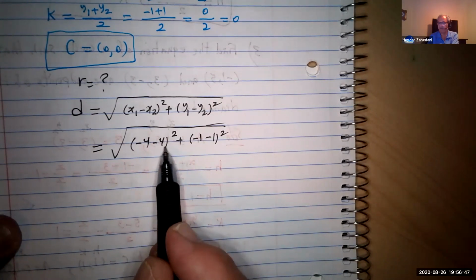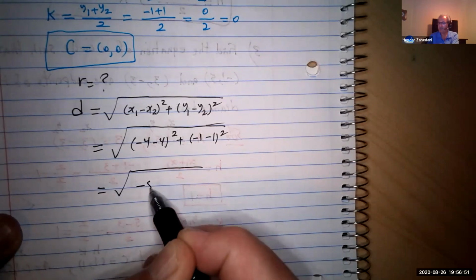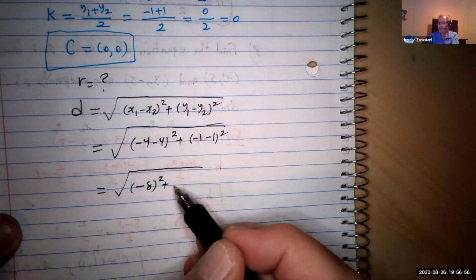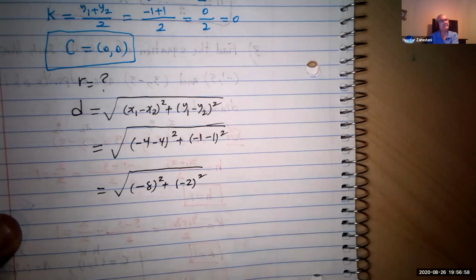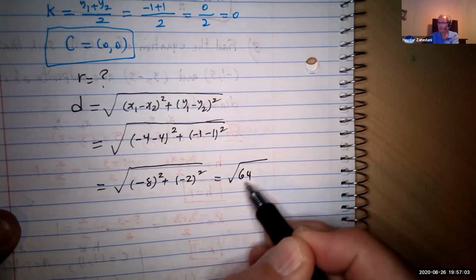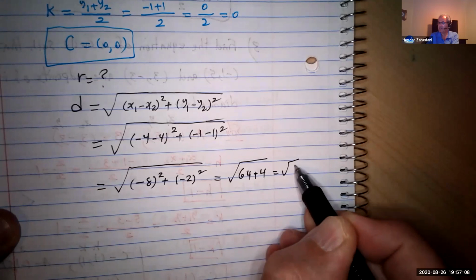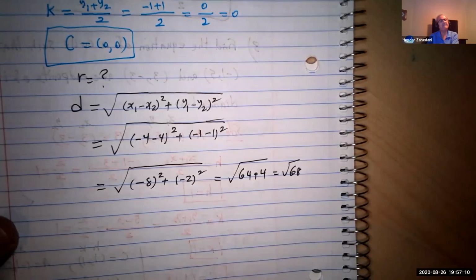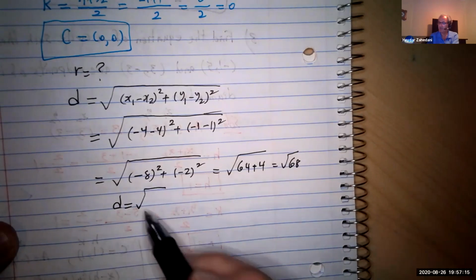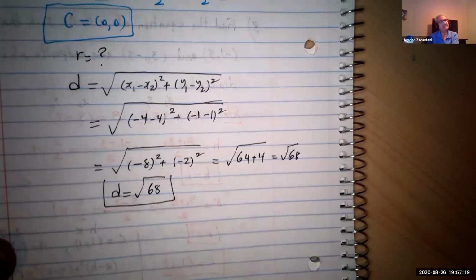Negative 4 and negative 4 would be negative 8. So that would be negative 8 squared, plus negative 2 squared. That gives you 64 and 4, which is 68. So you don't have to simplify it because you are going to get it right away. This is radical 68. That's a diameter.